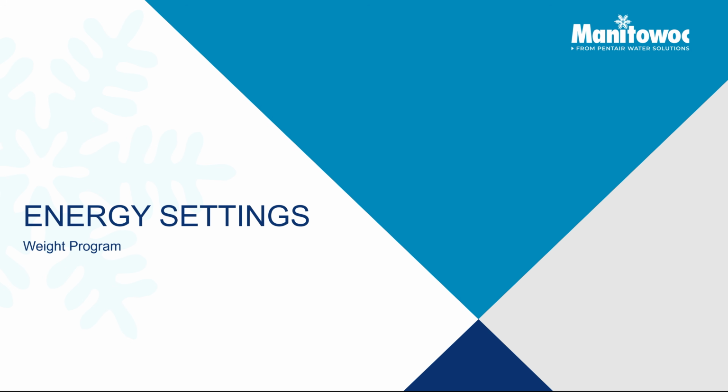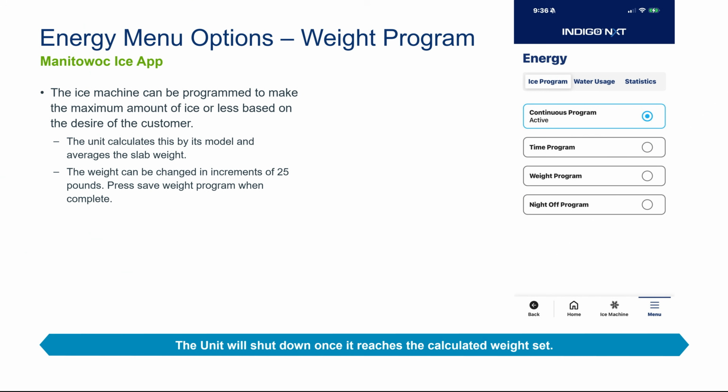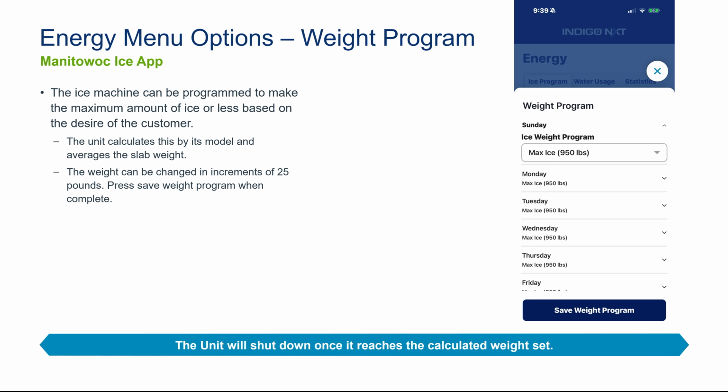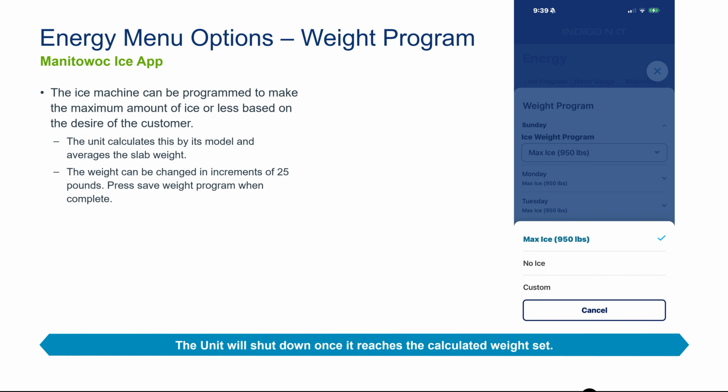All right, what about the wait setting, the wait program? So we're back into our energy bit. We're going to choose wait program. Go to Sunday. It's automatically set to max ice. This machine could make 950 pounds at 90-degree air and 70-degree water. Going to drop down that menu. Choose custom.